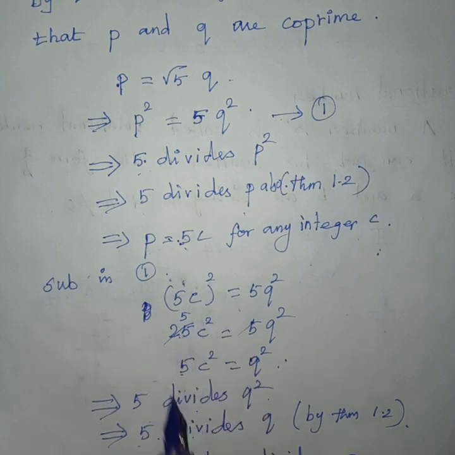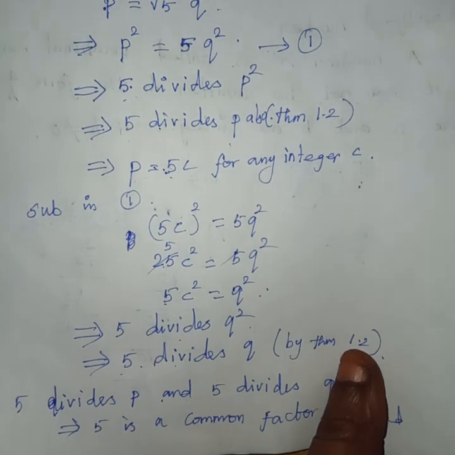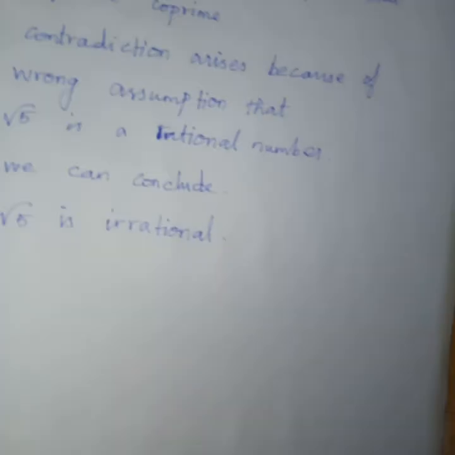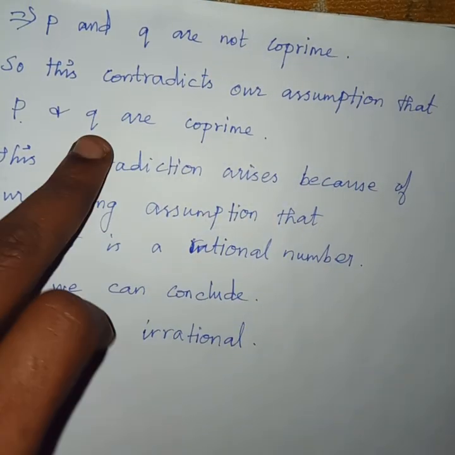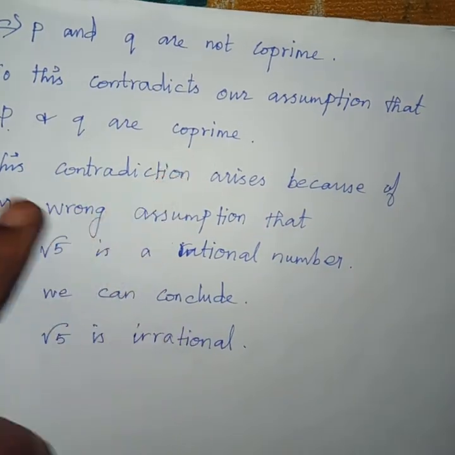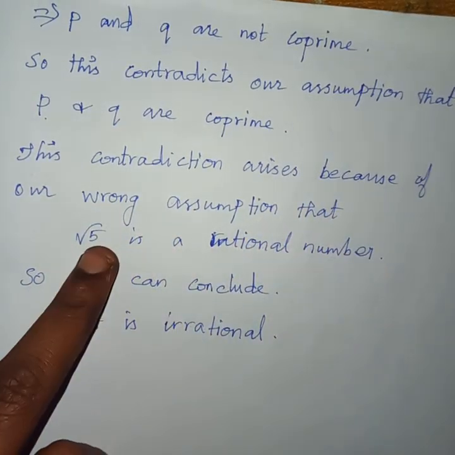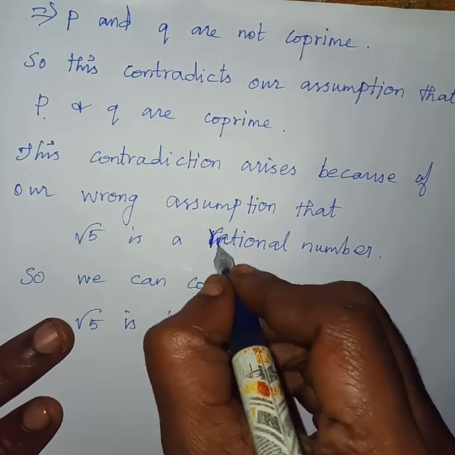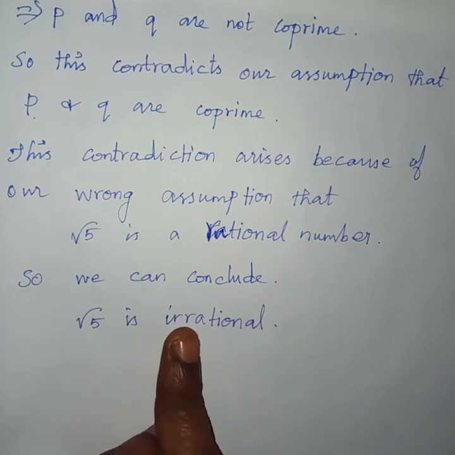So now we arrive at 5 divides p and 5 divides q. What does it mean? 5 is a common factor for p and q, so p and q are not co-prime. This contradicts our assumption that p and q are co-prime. This contradiction arises because of our wrong assumption that root 5 is a rational number. So we can conclude that root 5 is irrational.